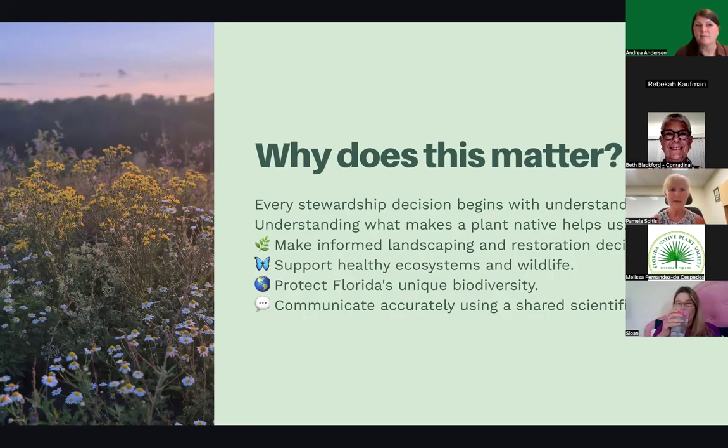So I'm hoping that the comments that I've prepared will set you up for some of the topics that are going to be covered in the subsequent sessions as well. So I thought it would be good to just take a look at Florida plants by the numbers, is the way I like to think about this.